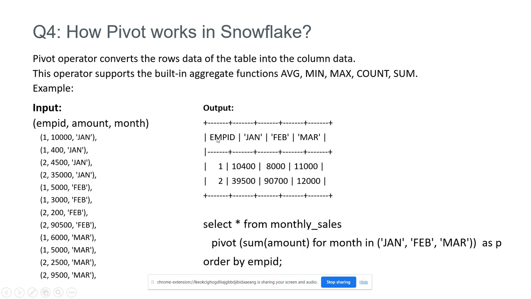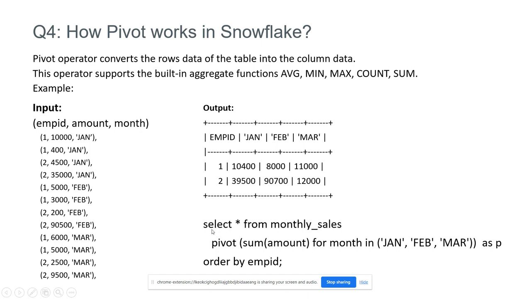So I want to see employee ID, January amount, February amount, March amount in different columns, and I want to see the values like this. For employee ID 1, what is the January amount? For employee ID 2, what are the January, February, March amounts? This is my input, and I want the output like this. We can easily do this in Snowflake by using this pivot operator.